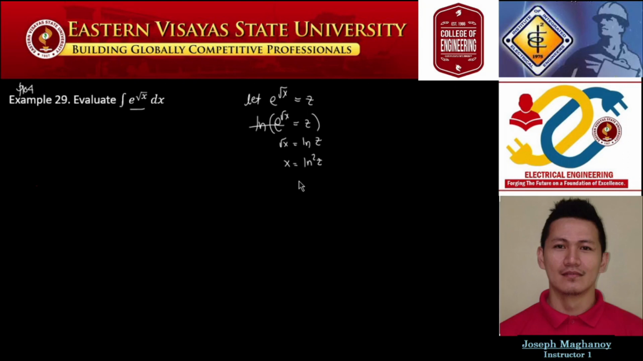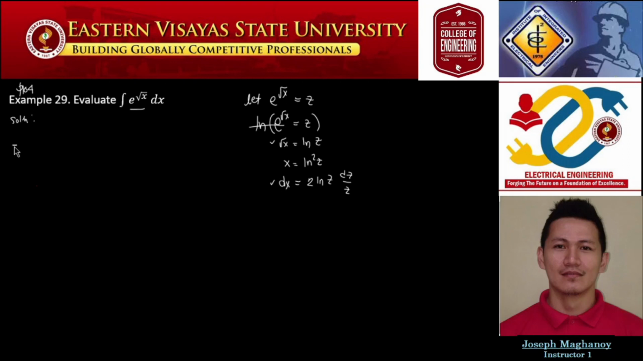Now we need to find the first derivative of ln squared z. If we get the derivative of x, that is equal to 2 ln z, of course, times dz over z, or you can say 2 ln z times 1 over z dz. So we have our dx already. We have the value of our square root of x, so we can replace our existing function with our derived new variable.